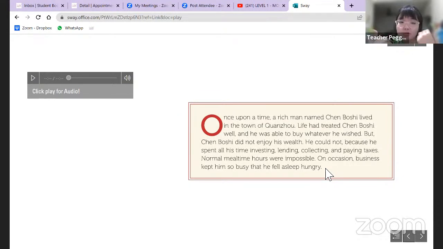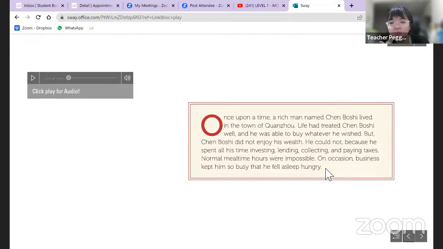Because he actually has his own business and is very rich. He has a lot of money. But however, Chen Boshi did not enjoy his wealth. Okay, so did not enjoy his richness, did not enjoy his money. He could not because he spent all the time investing, lending, collecting, and paying taxes.